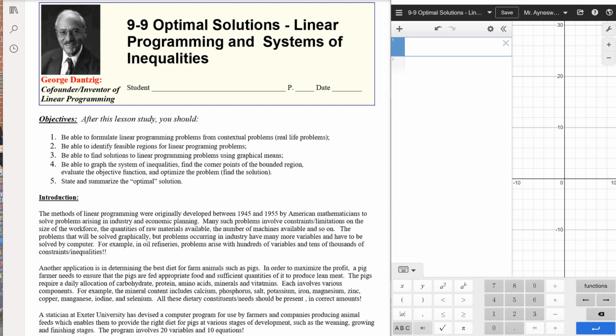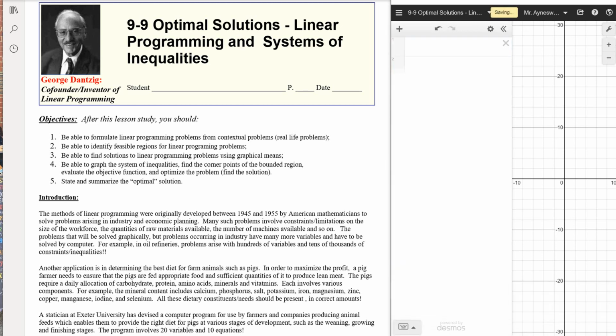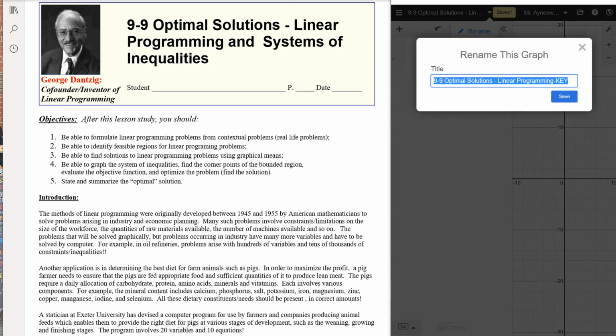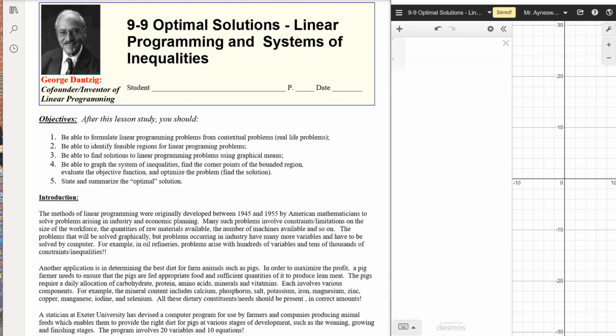We're going to have Desmos off to the side. We're going to back up everything we do with Desmos and verify everything we do. So open up your Desmos account right now and title it like I did right here. Notice that I said 9.9 Optimal Solutions Linear Programming. Go ahead and get that set up so that you can verify what we do by hand with Desmos, which is kind of nice.